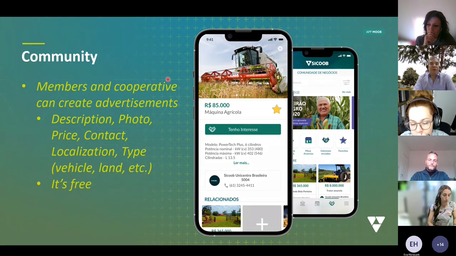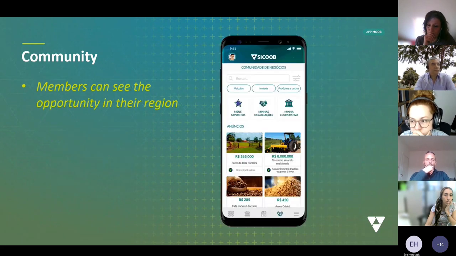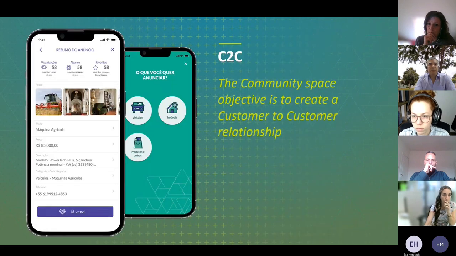Sometimes the members have some products, and sharing them with the community aggregates value for them. And members can see the opportunity in their region. That's another example of advertisement that we have in Sicoob Moob. The objective of the community space is to create a customer-to-customer relationship.